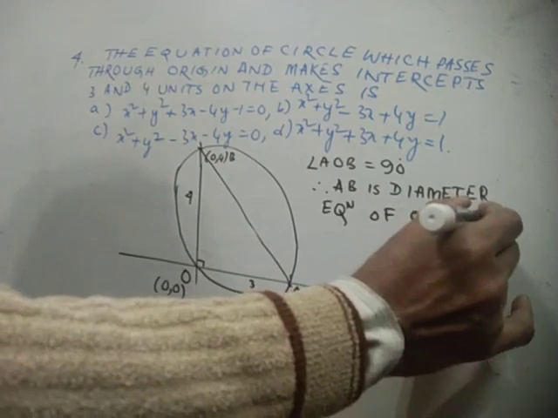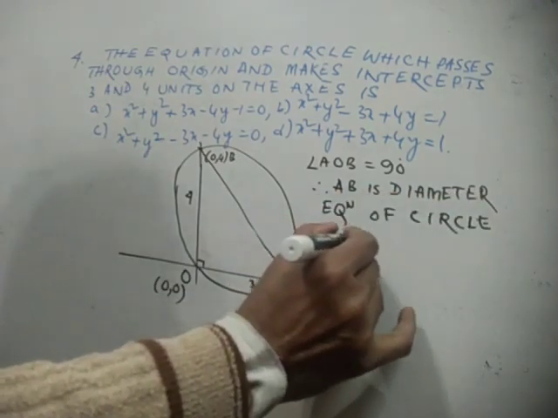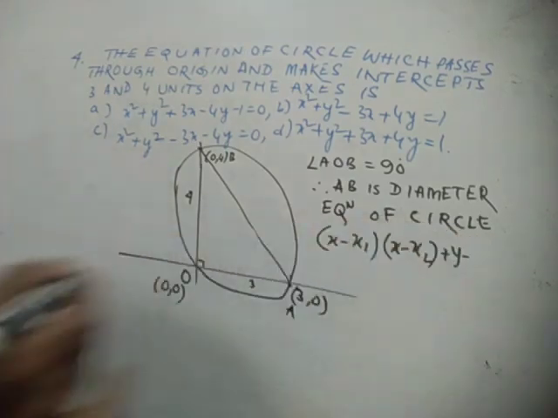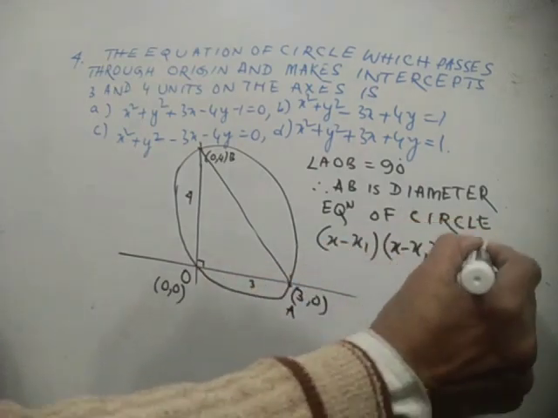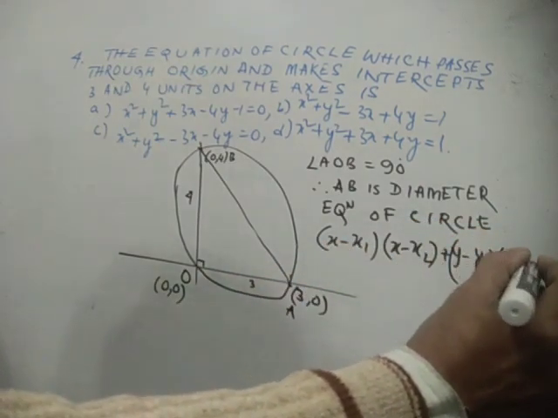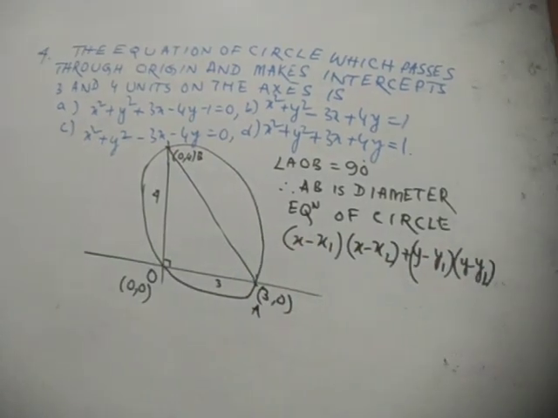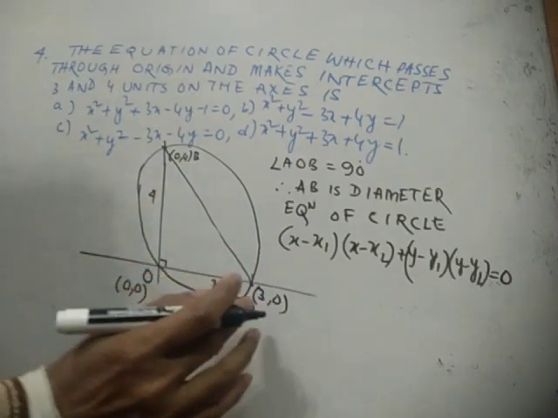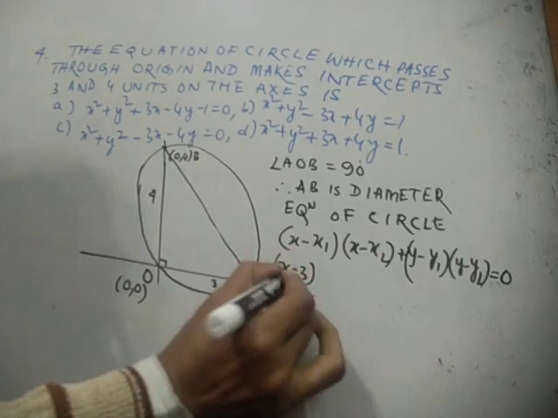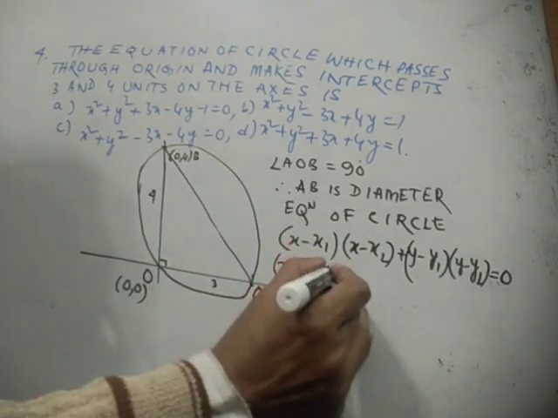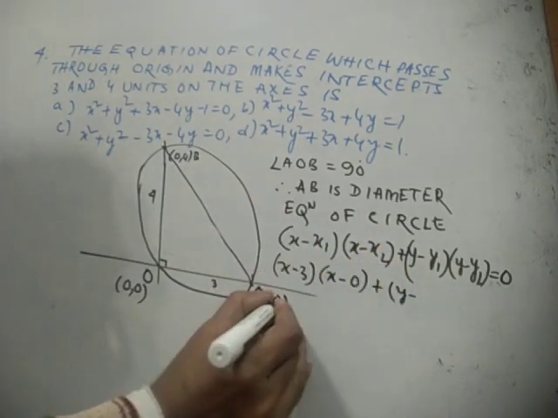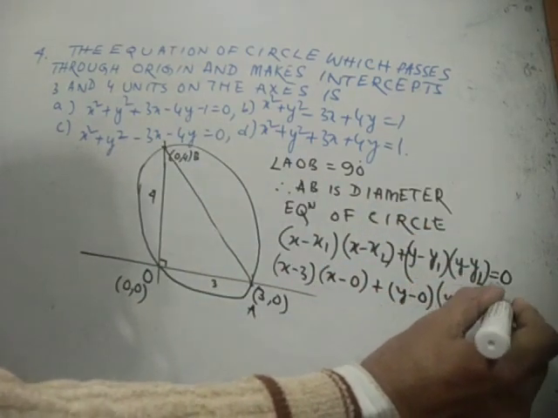If AB is the diameter, we know the equation of a circle formula when the two extremities of the diameter are (x1, y1) and (x2, y2). Then the equation of the circle will be (x minus x1) into (x minus x2) plus (y minus y1) into (y minus y2) equals 0. In the previous sum also we saw this formula. This is one important formula which you have to remember when two extremities of a diameter are given. Here x1 is 3, so x minus 3. x2 is 0, so x minus 0, plus y1 is 0, so y minus 0, into y minus 4, since y2 is 4, equals 0.